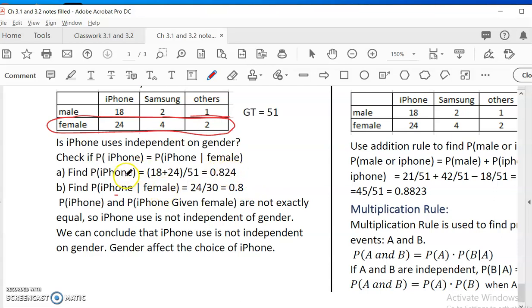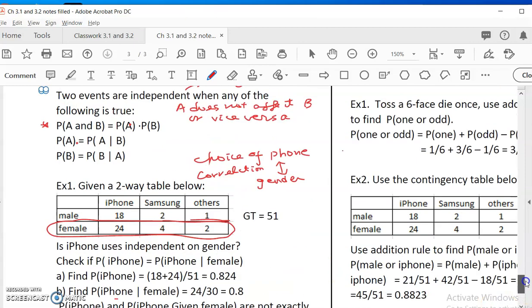So female does affect the choice of iPhone, right? So iPhone use is not independent of gender. The gender being a female does change the probability of someone choosing an iPhone. So we can conclude that if the probability of iPhone is not equal to the probability of iPhone given a female, then they are not independent. They do affect each other. Gender affects the choice of iPhone. The fact that you know the gender changes how likely the person is going to choose iPhone.